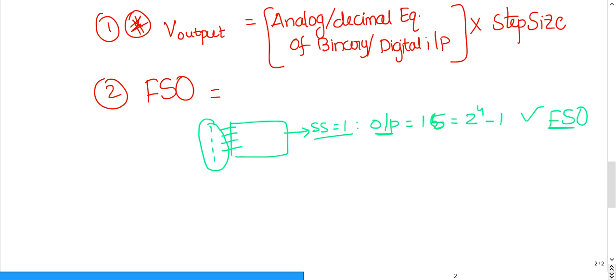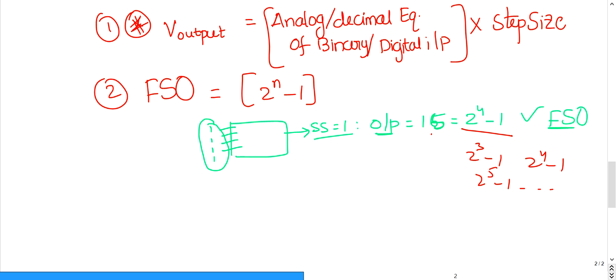For a full scale, complete scale, if all inputs are high, what is the maximum scale you have at the output? There is a meaning. So the formula is given by the same analog or decimal equivalent of binary input. Okay, so what is the decimal equivalent of this 7 or 15? I can write it, in general, as 2 power n minus 1. So I'm able to write 2 power 3 minus 1, 2 power 4 minus 1, 2 power 5 minus 1, and so on. So for n input bits, 2 power n minus 1 into step size. In this way FSO has been derived.